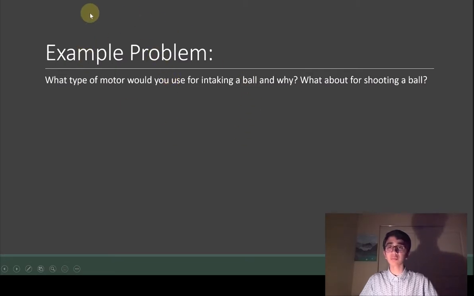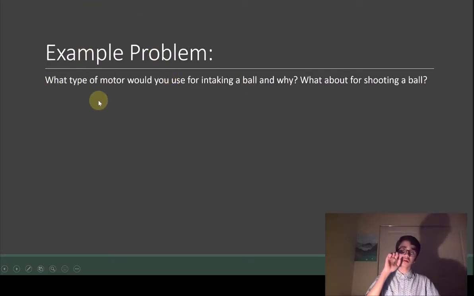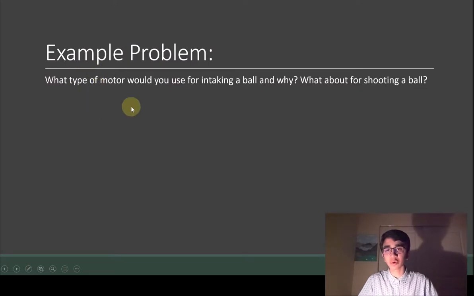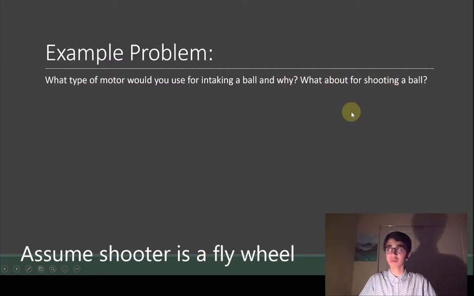We're going to wrap up with an example problem. What type of motor would you use for intaking a ball and why? And what about for shooting a ball? Okay, I'll give you a few seconds to pause.